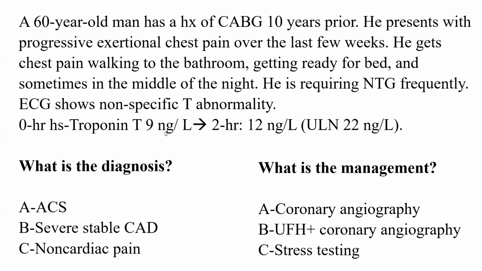His high sensitivity troponin is 9, and at 2 hours, it's 12. It's below the MI cutoff. What is the diagnosis here? A, ACS; B, severe stable CAD; or C, non-cardiac chest pain. And what's the management? Coronary angiogram, heparin plus coronary angiogram, or stress test. The diagnosis is actually B.